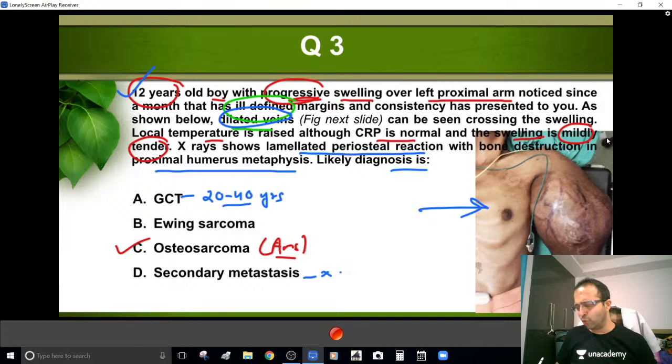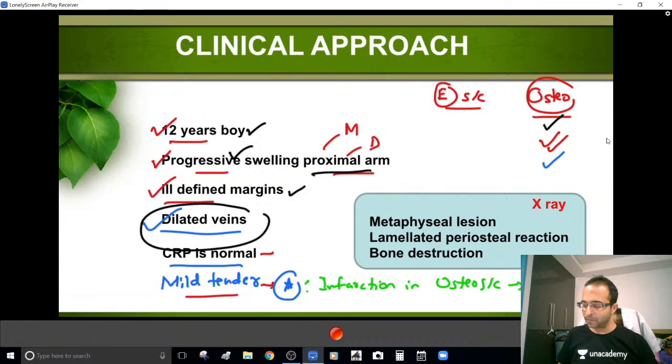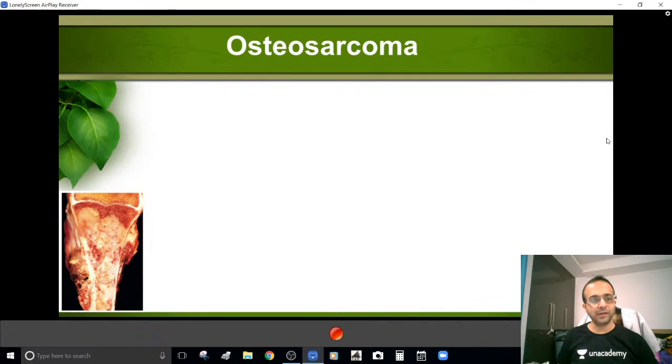And 12 years is no way an age for metastasis. Very rare. So everything points towards osteosarcoma, even here. So that's how I reached the diagnosis.